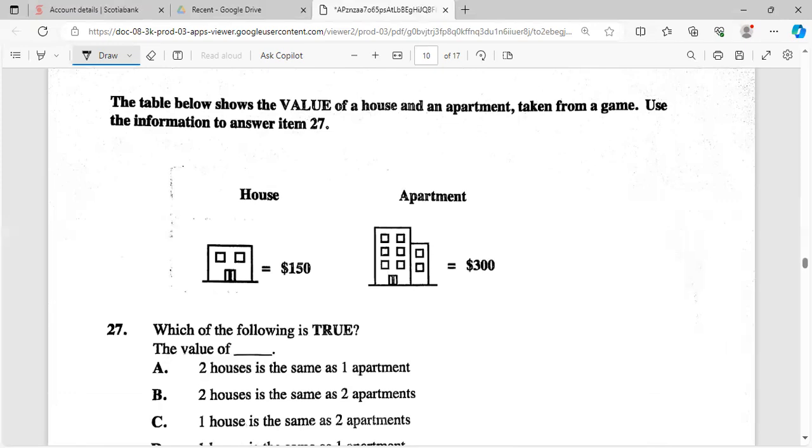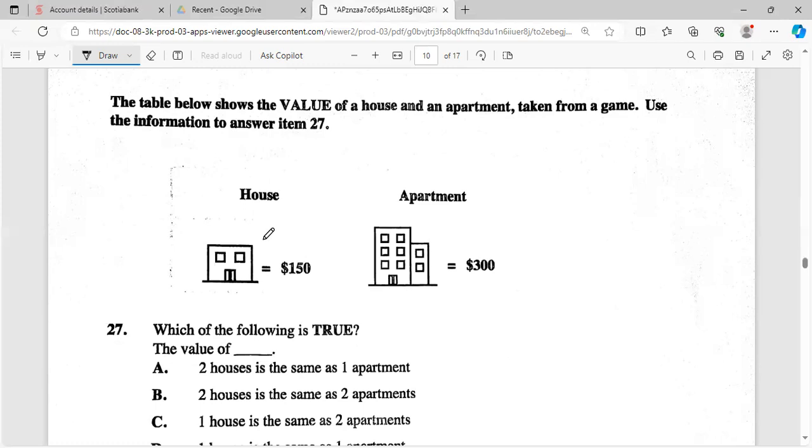The table below shows the value of a house and an apartment taken from a game. Use this information to answer item 27. So one house is 150. An apartment in Kingston, no less, $300. Alright, it says, which of the following is true? The value of 2 houses is the same as 1 apartment. Let us reason it out.